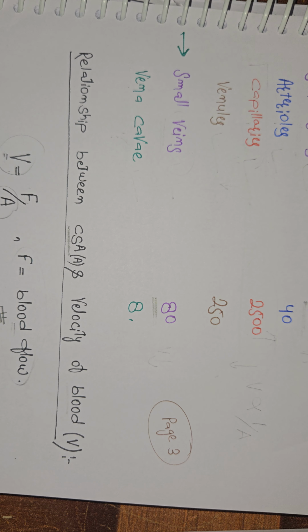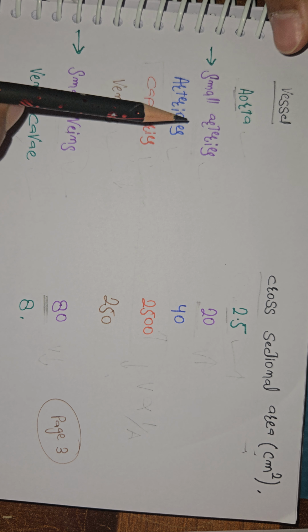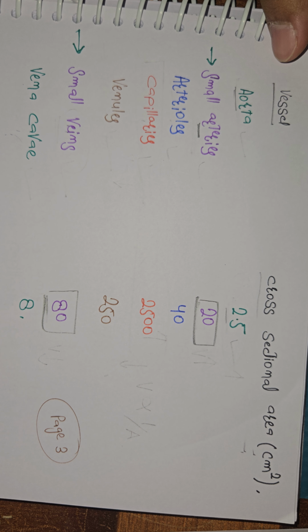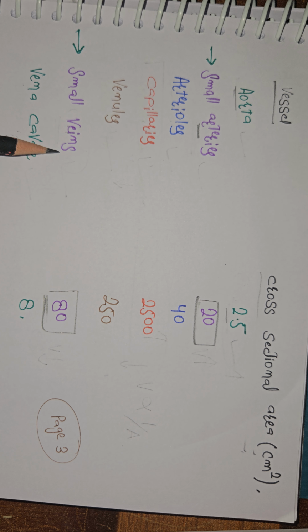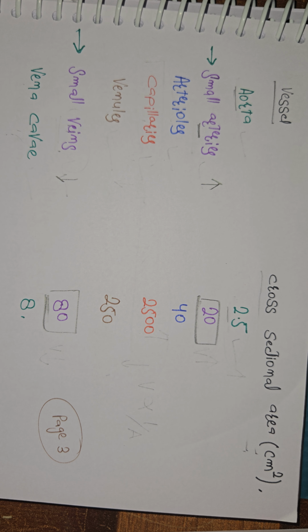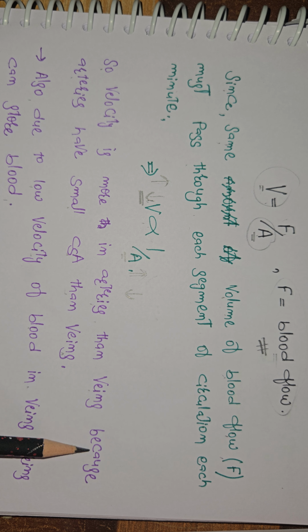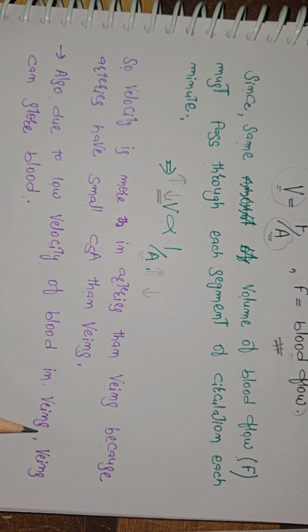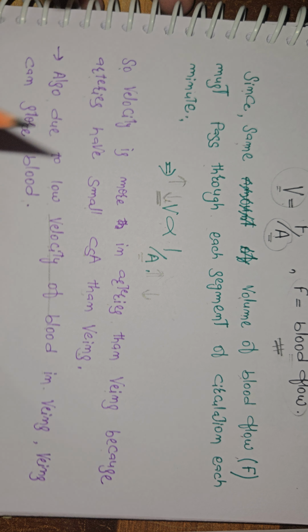Clearly? Now we go back to the table. Arteries have a cross-sectional area of 20 and veins have a cross-sectional area of 80. As we can see here, cross-sectional area is more in veins, which implies velocity is less in veins and velocity is more in arteries, because V is inversely proportional to A. Also, due to the low velocity of blood, veins can store blood. Since veins can store blood, they are also known as capacitance vessels.